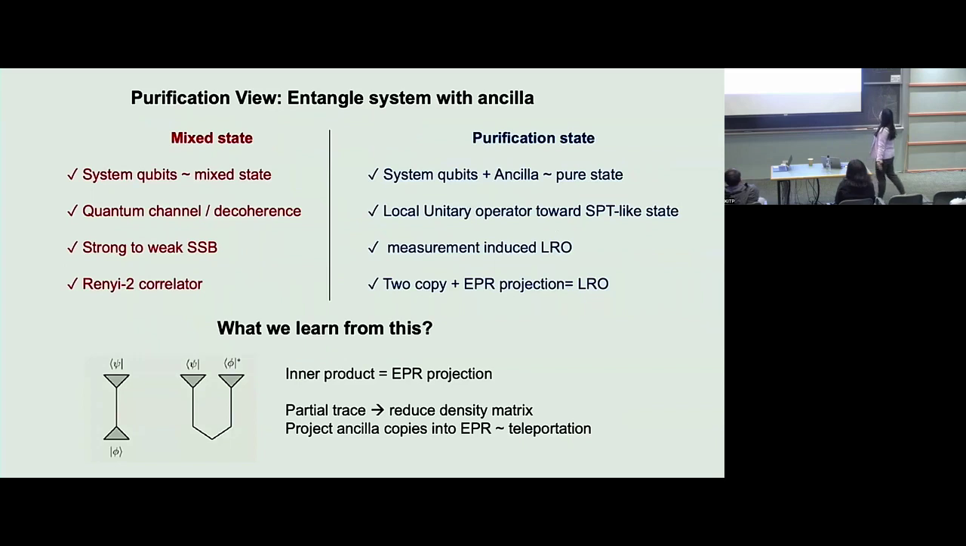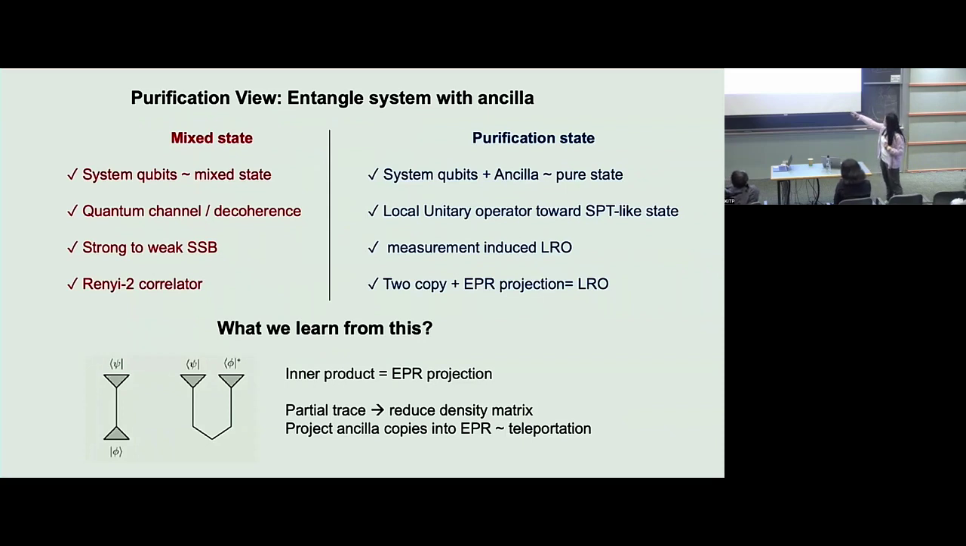Okay, so from this simple game, it turns out that when we deal with a mixed state, the system qubits are represented by a mixed state density matrix that is decohered from a pure state. And from the purification picture, we can think that we still have a pure state defined in a large Hilbert space that contains system qubits together with ancillaries. And the quantum channel is equivalent to adding some local unitary operator to entangle them into an SPT-like state that has a measurement-induced long-range order. If I measure the ancillary degrees of freedom, post-measurement the system qubits would have long-range order.